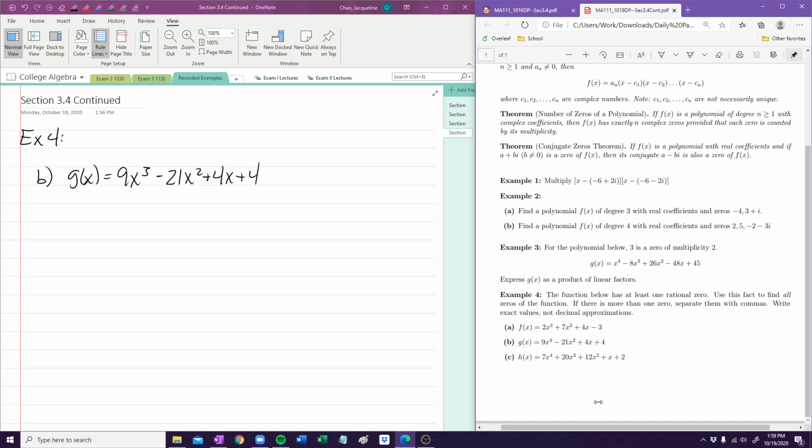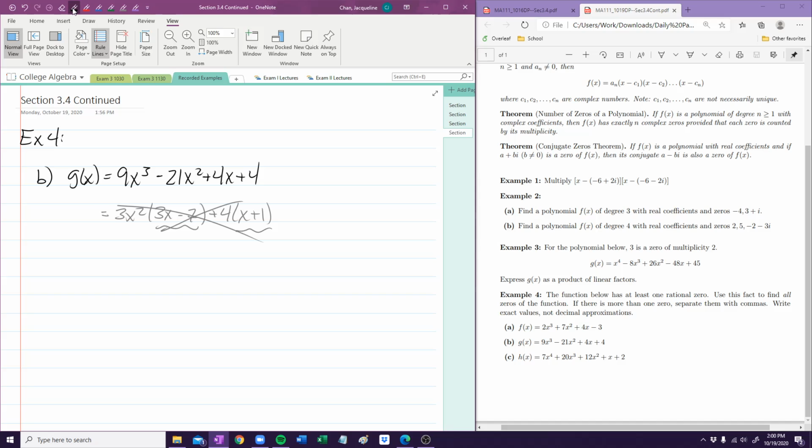As I can see, the leading term is 9x cubed, so this is a third degree polynomial. Since it is a third degree, first I want to mentally check to see if I can even factor this by grouping. I noticed 9x cubed and 21x squared both have a 3x squared in common, and then I'm left with 3x minus 7. Over here, they both have 4 in common, and I get x plus 1. As you can see, these are not common binomials, so this method does not work.